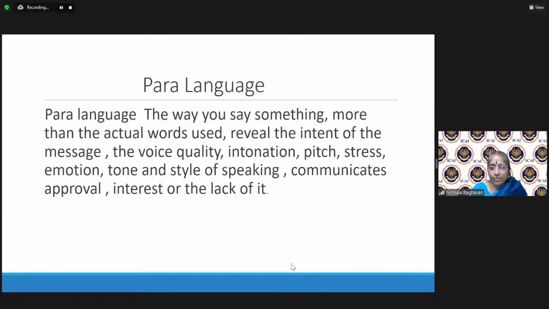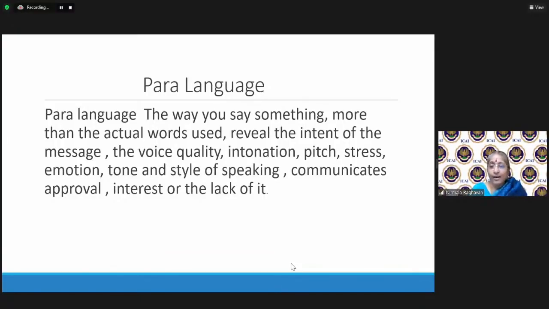What is para-language? The way you say something, more than the actual words used, reveals the intent of the message: the voice quality, intonation, pitch, stress, emotion, tone, and style of speaking communicate approval, interest, or the lack of it. Now, this is one long sentence, one whole sentence running to 3 or 4 lines. Now, let me explain to you how it's important.